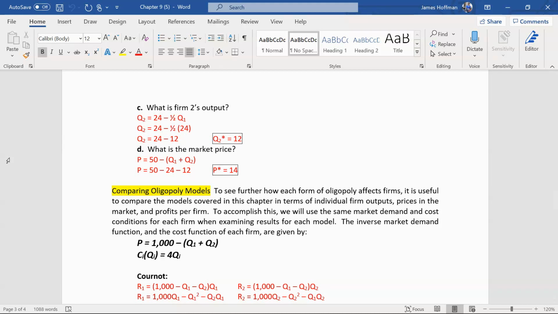Okay, so what's the market price? Just plug the output decisions into the demand curve, which is 50 minus Q1 minus Q2. So 50 minus Q1 star, which is 24, minus Q2 star, which is 12, and we get a price of 14.